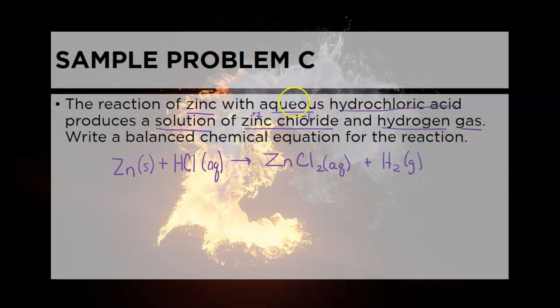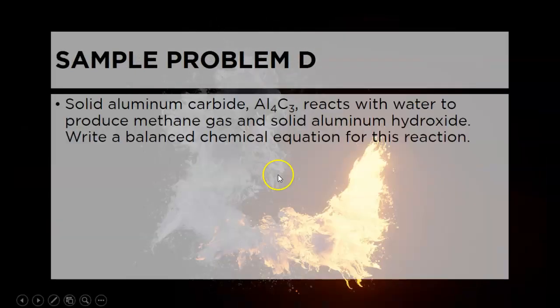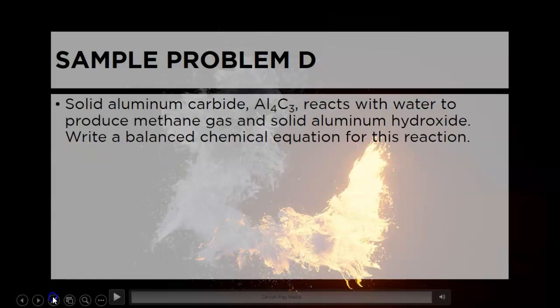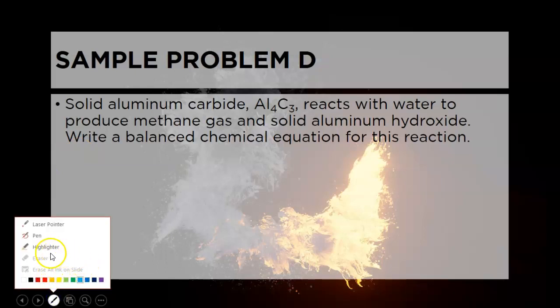So I only have one hydrogen on this side, but I have two on this side. Yeah, if I just put a 2 here, that solves my hydrogen problem, because now I have 2 hydrogens. It also solves my chlorine problem, because I have 2 chlorines on both sides. So that one's relatively easy in terms of balancing. I want to look at a little bit more challenging one, and then we'll do some practice problems.